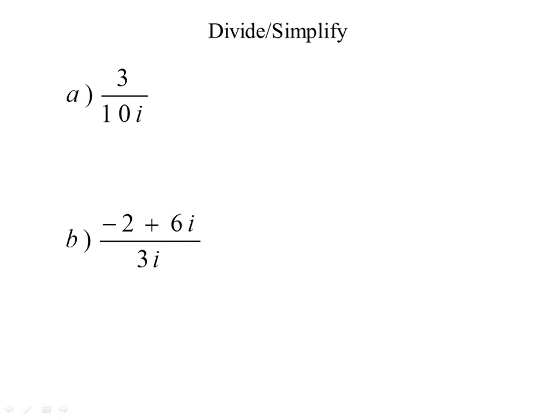Okay, so what's wrong with letter B? There's an i in the denominator. That's the problem with letter B. How are we going to fix it? You're going to multiply the top and the bottom by i. Can the i's cancel? No. Because if the negative 2 had an i, you could definitely cancel those.